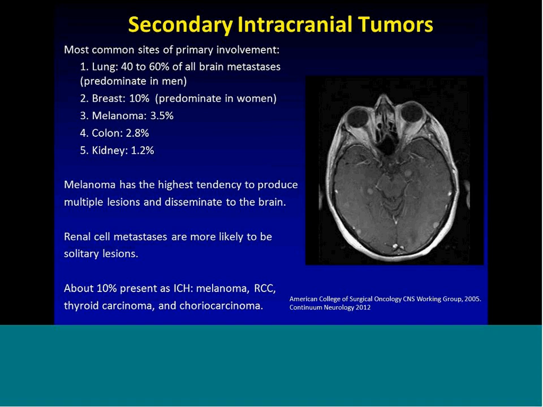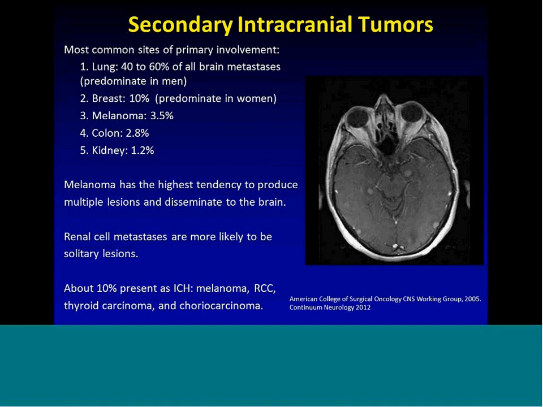And interestingly, even though I told you that brain mets like the supratentorium, renal cell cancer sometimes likes the posterior fossa. So if you see a bloody lesion in the posterior fossa, think renal cell. And about 10% are intraparenchymal hemorrhage, and that can be melanoma or renal cell carcinoma. The other one I'd like to mention is choriocarcinoma.